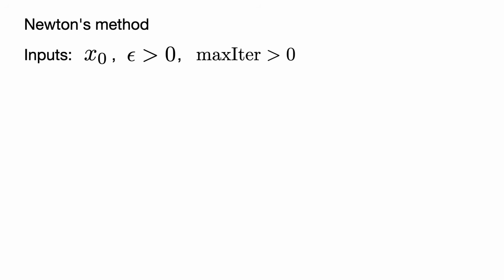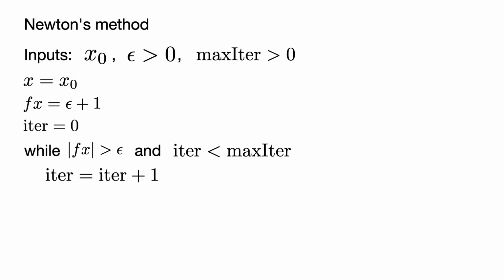Here is Newton's method in code. It accepts inputs x naught, our initial guess, epsilon greater than 0, and max iter greater than 0. We set x equal to our initial guess. We set fx equal to this arbitrary value of epsilon plus 1, and you'll see why in just a second. And then we start our loop. So our loop continues whenever the magnitude of fx is greater than epsilon and iter is less than max iter. Iter is a value that's going to count the number of iterations conducted. So you see the first line within the while loop is just to set iter equal to iter plus 1. That is, we increment iter.